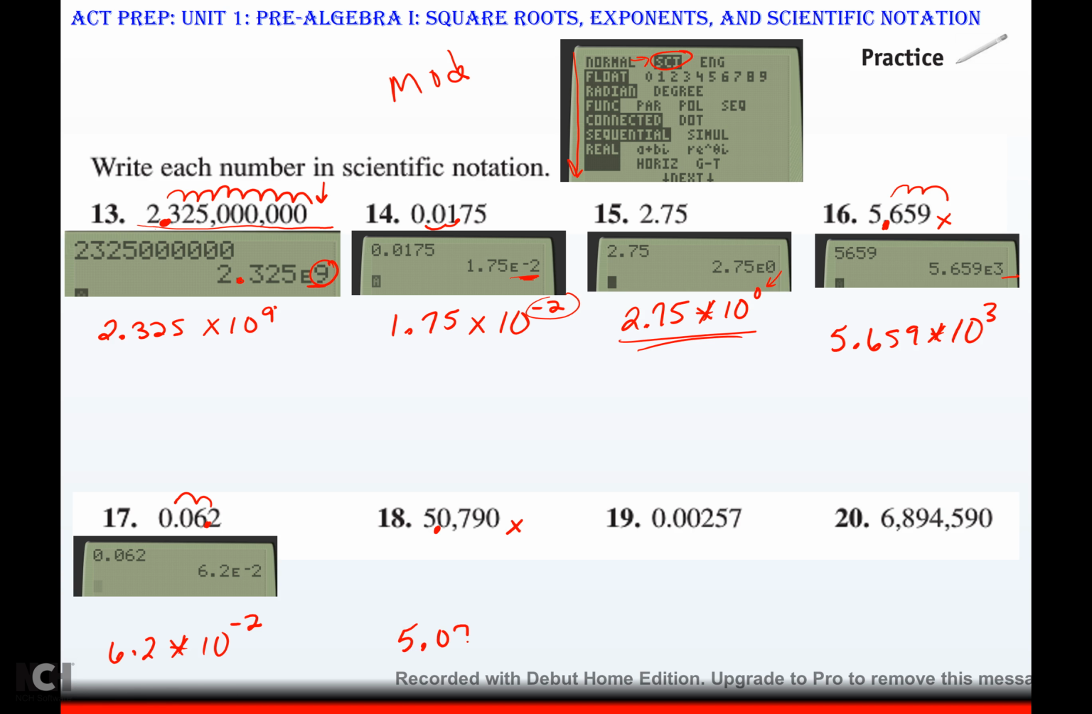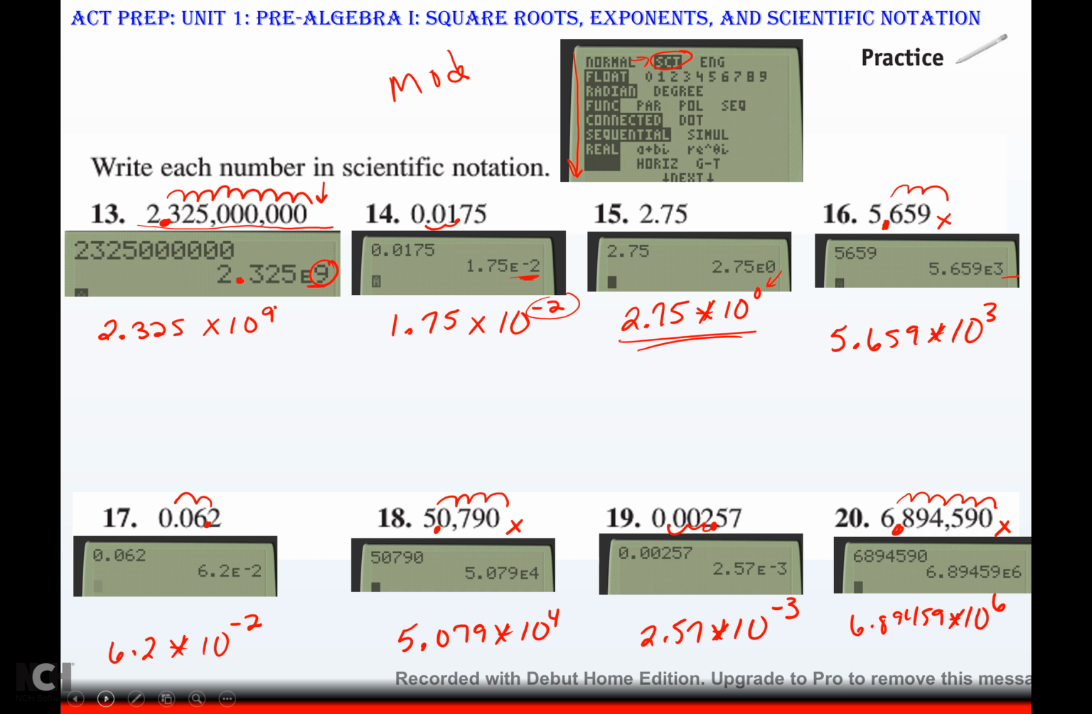So 5.079 times 10 to go back to where it was, 1, 2, 3, 4 to the right. This one needs to be there. So 2.57 times 10. To put it back would be 1, 2, 3 left. It is at the end, it needs to be there. So it'd be 6.89459 times 10 to go back to where it was is 1, 2, 3, 4, 5, 6. And if I check them on the calculator, there you go. Bob's your uncle.